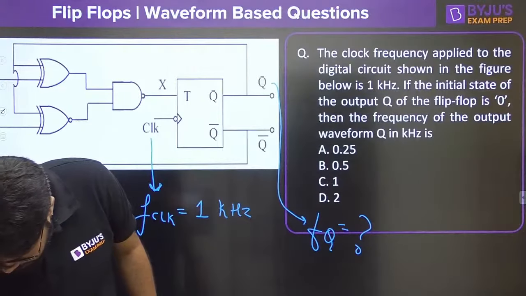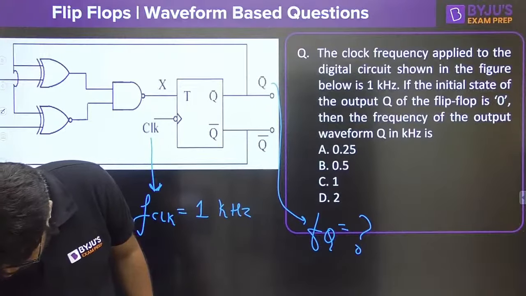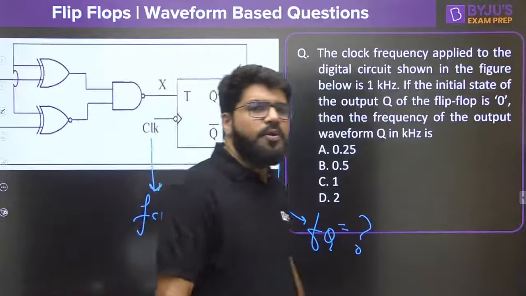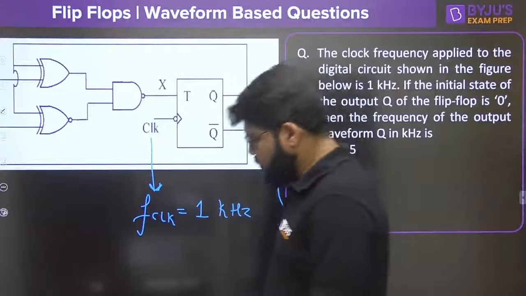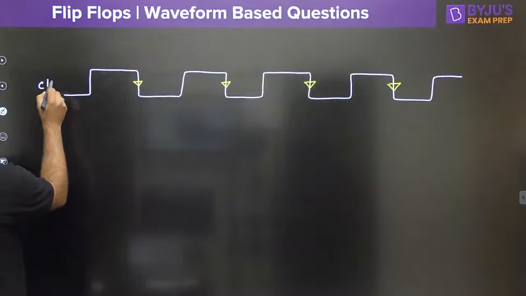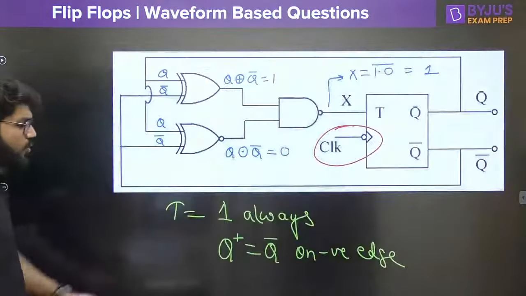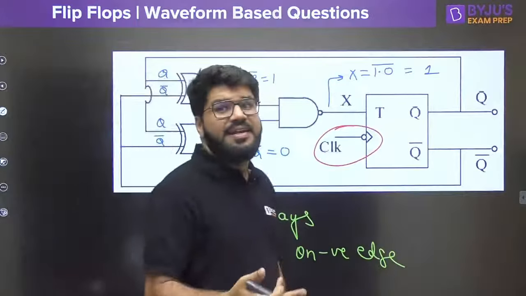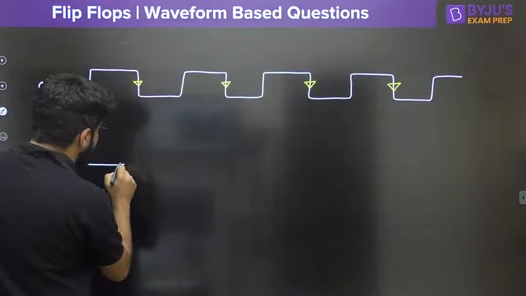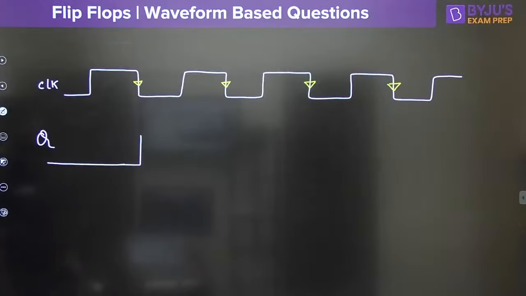Just a second. Correct? Yeah, the output of the flip-flop is initially 0. Now the output Q, this is the clock. Now I want to sketch the output Q, which is initially 0. But as I told you, output will toggle on every negative edge. So if initially it is 0, at this particular edge, it should toggle and becomes 1.